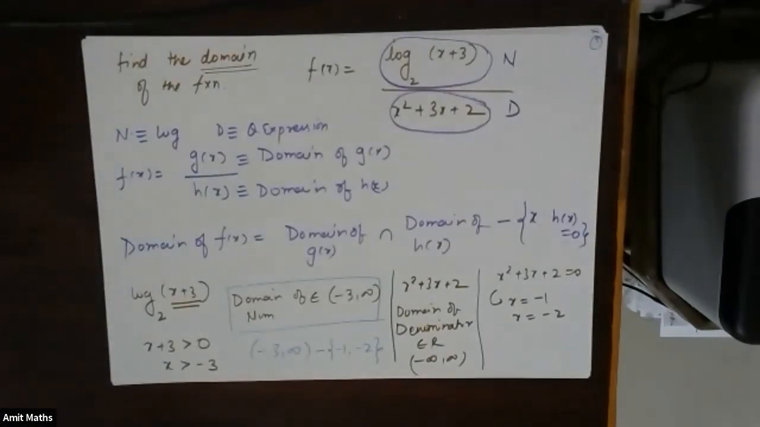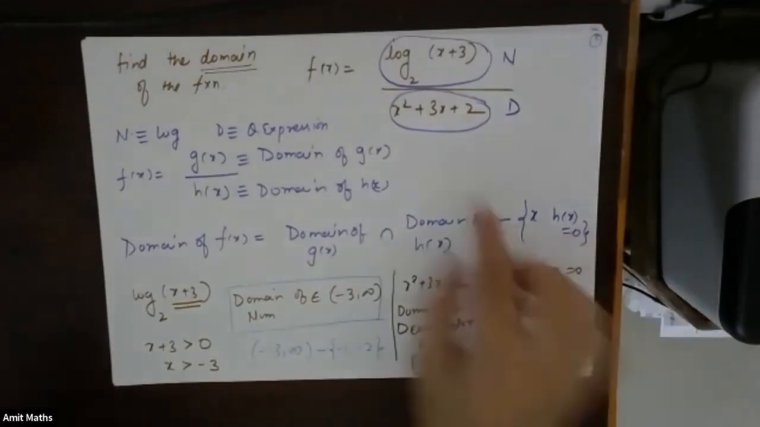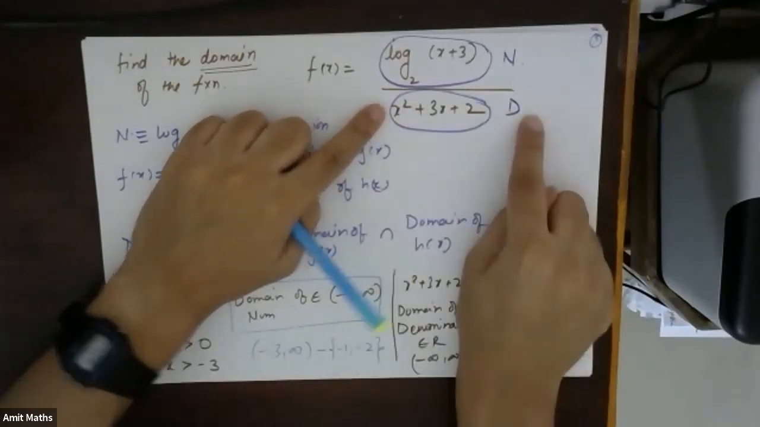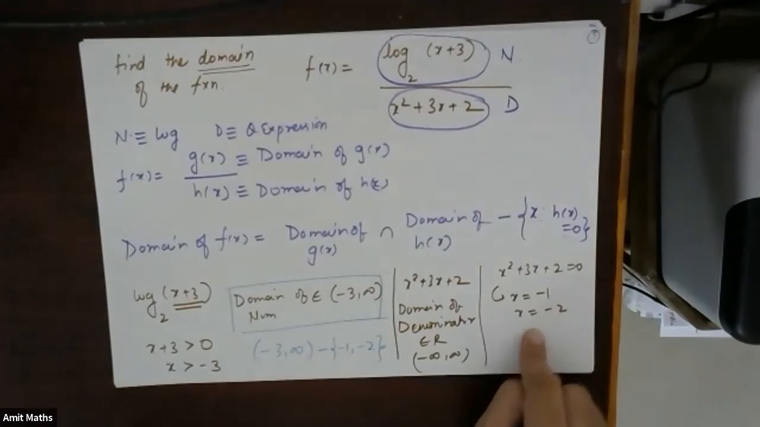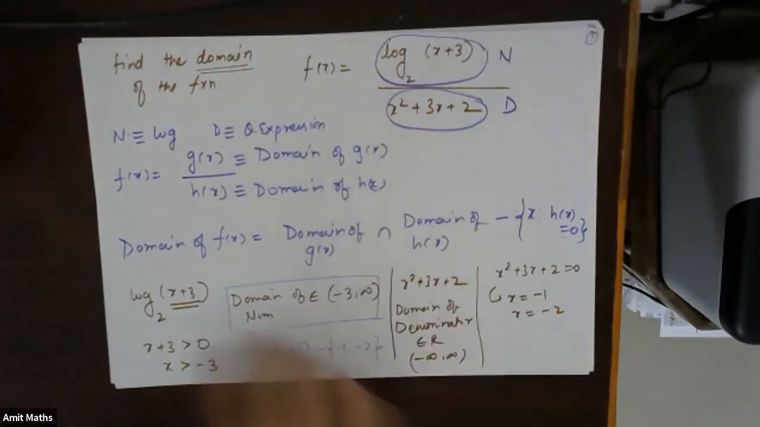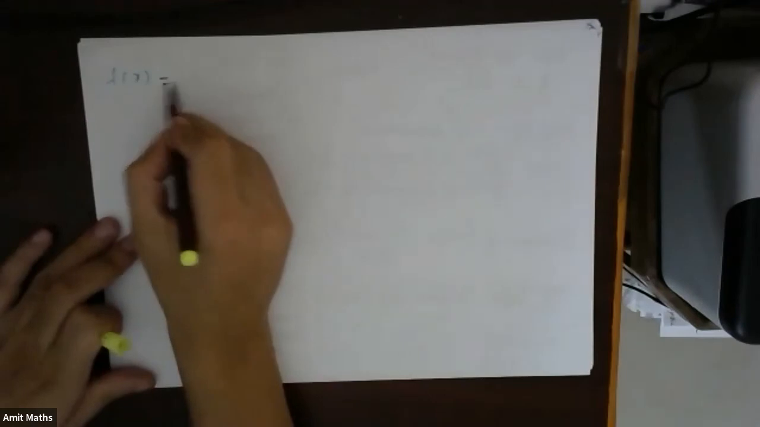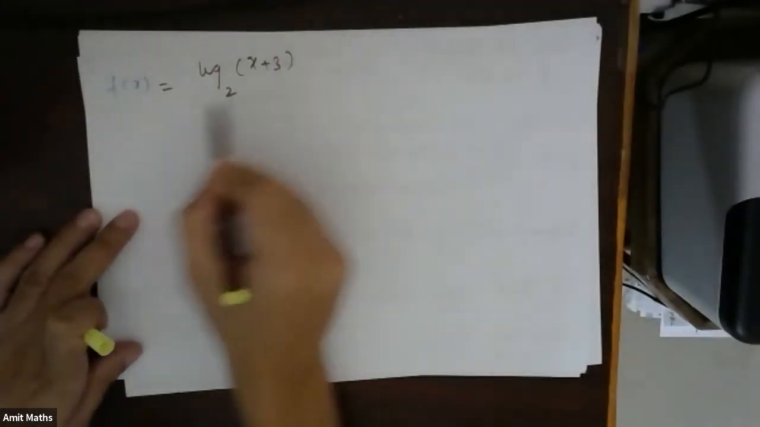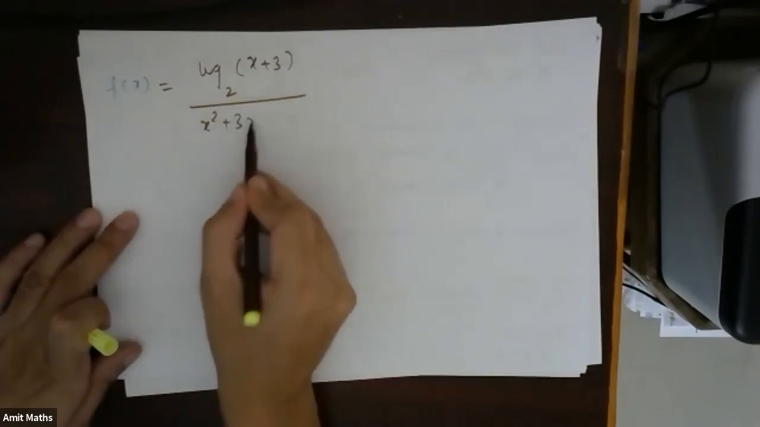What does h of x equal to 0 mean? This is h of x, that means the denominator is equal to 0. Wherever the denominator is 0, for example, in this case we are getting the denominator equal to 0 at minus 1. So when I substitute minus 1 in this, what I got is f of x was equal to log base 2 of x plus 3 upon x square plus 3x plus 2.